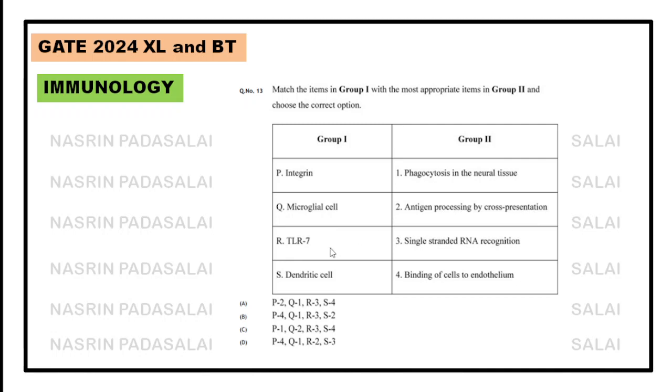Next is TLR. TLR full form is toll-like receptor. Toll-like receptor 7, the ligand for this TLR7 is your single-stranded RNA. Okay, so it will be recognizing the single-stranded RNA coming from virus or bacteria. Dendritic cells. So dendritic cells are involved in, we already discussed, antigen processing by cross-presentation. Okay, so just read the question. Whenever you are working on PYQs, just read the question completely and also the answer.